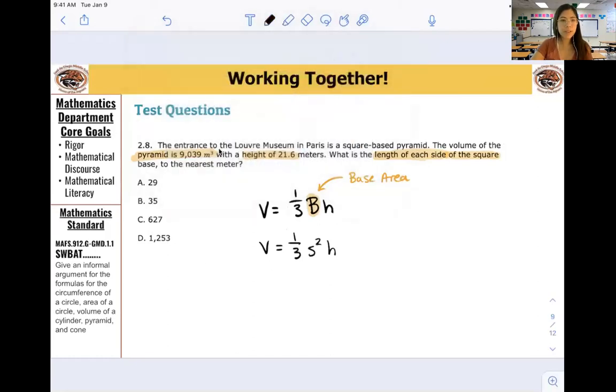Then I plug everything in, so my volume is 9,039. I don't know the side length, that's what I'm trying to find, but the height is 21.6. And I'm gonna solve for S. I need to find the side length. So what can I do to both sides of this? Times 3, good.